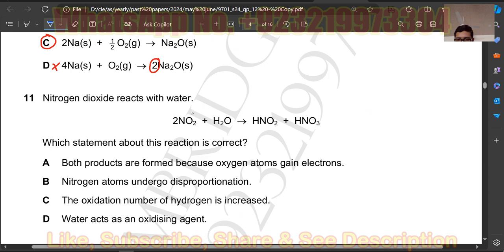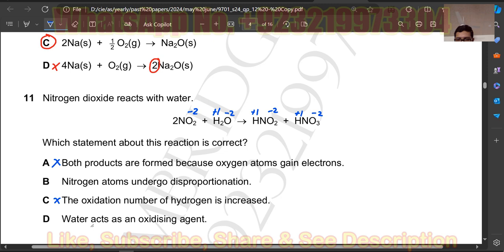oxygen. Over here, the oxidation number of oxygen is -2 for one atom. It is -2 over here. It is again -2 here and -2 here. There is no change in the oxidation number of oxygen, which means this is not the right answer. Then option number C, the oxidation number of hydrogen is increased. Okay, so for hydrogen, the oxidation number is +1 over here, +1 over here, +1 over here.